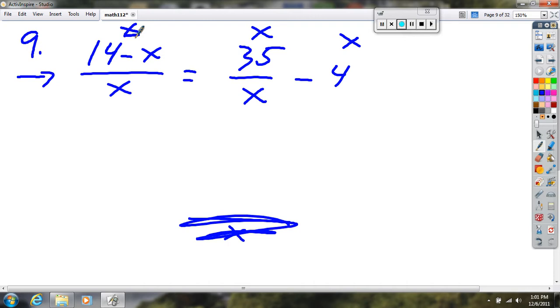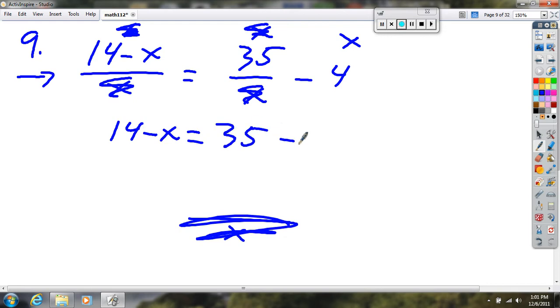Now, this x on the bottom cancels with the common denominator x. They're gone. The x here in the middle, under the 35, cancels with the x on top. It's gone. And now, what's left? Well, here on the left side, you have 14 minus x equals 35 minus, and here you have 4 times x, so it's 4 times x. And now you simply solve. We're going to move the x's from this side to that side.